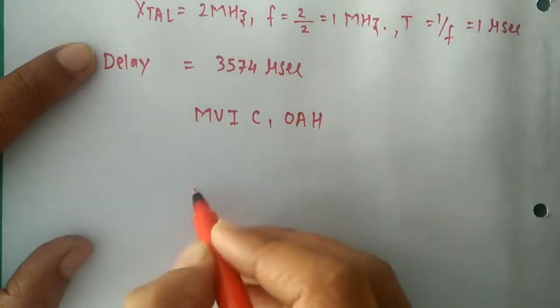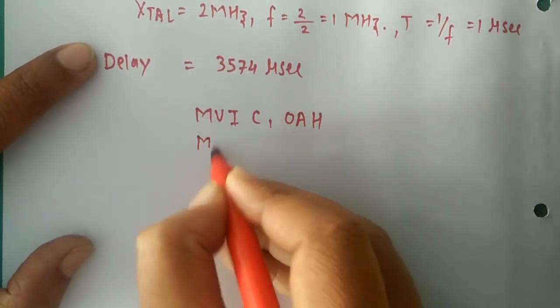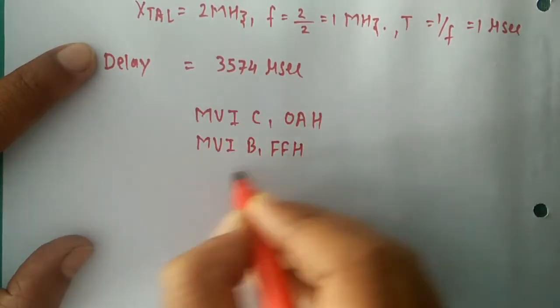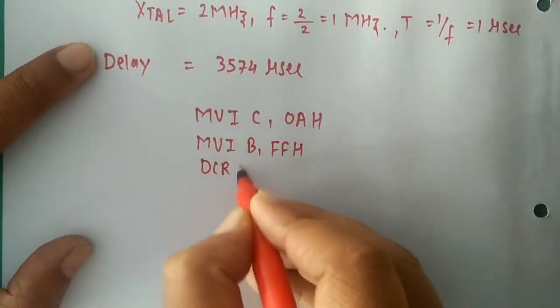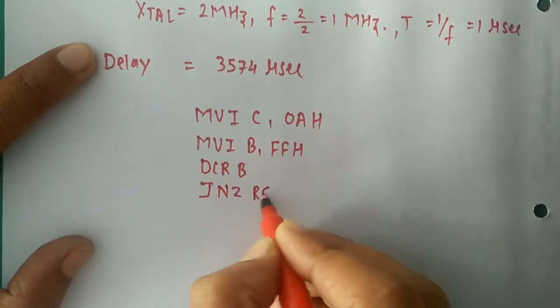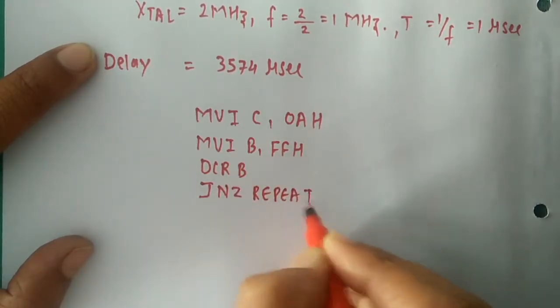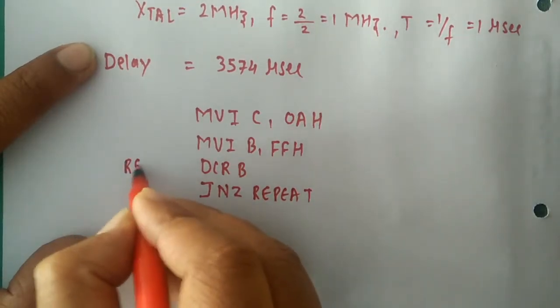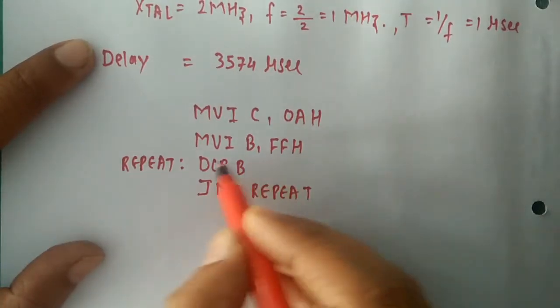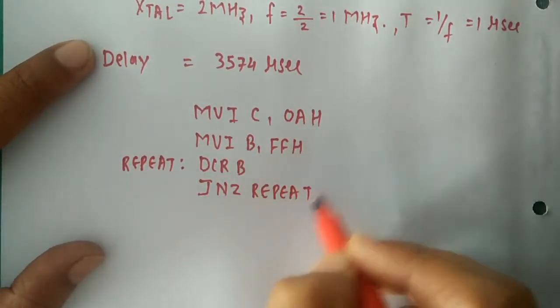So I want to repeat MVI B comma FFH, DCR B, JNZ repeat. Okay, and repeat will be here. So now I want to repeat these three instructions 10 times.